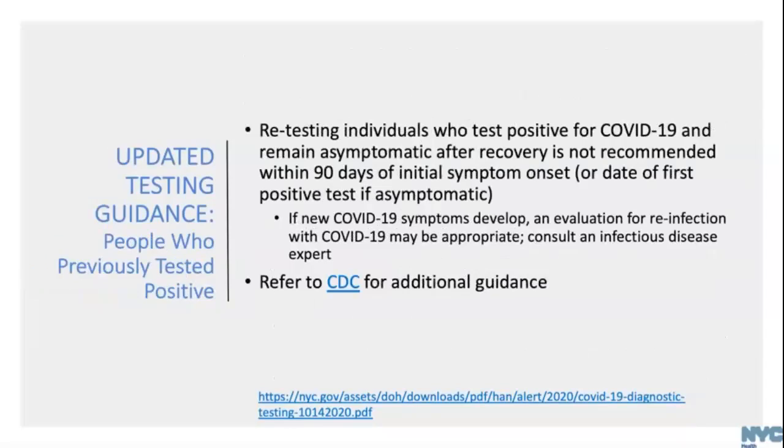Another really important piece of guidance that is just echoing what the CDC has released is that we should be judicious about who we retest for COVID-19. So retesting individuals who test positive for COVID-19 and remain asymptomatic after recovery is not recommended within 90 days of initial symptom onset. If they were tested while they were asymptomatic, it's the date of the first positive test that you start that countdown. Now, there could be people who develop new COVID symptoms, and it may be worthwhile doing a reevaluation using testing. We recommend in that scenario to consider consulting with an infectious disease expert. If you want to read more about this guidance, the CDC goes into a bit more detail around the 90-day recommendation.